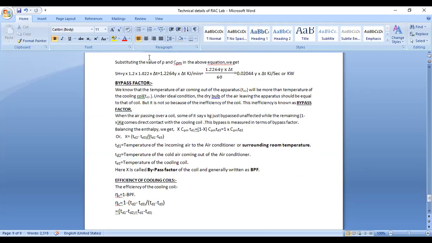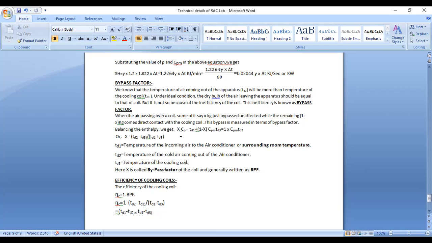The bypass factor: you know that the temperature of air coming out of the apparatus will be more than the temperature of the cooling coil. Under ideal conditions, the dry bulb temperature of the air leaving the apparatus should be equal to that of the coil. But it is not so because of the inefficiency of the coil. This inefficiency is defined as the bypass factor itself. When air passes over a coil, some of it, say X kg, bypasses unaffected while the remaining 1 minus X kg comes in contact with the cooling coil itself. The bypass is measured in terms of the bypass factor.